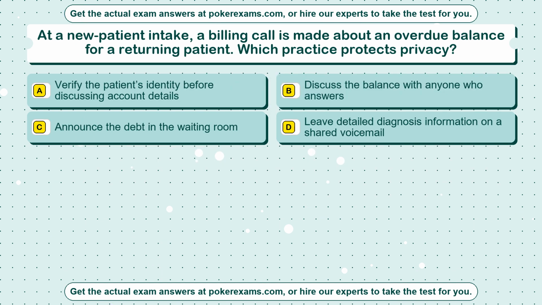Question 69. At a new patient intake, a billing call is made about an overdue balance for a returning patient. Which practice protects privacy? Option A, verify the patient's identity before discussing account details. Option B, discuss the balance with anyone who answers. Option C, announce the debt in the waiting room. Option D, leave detailed diagnosis information on a shared voicemail.